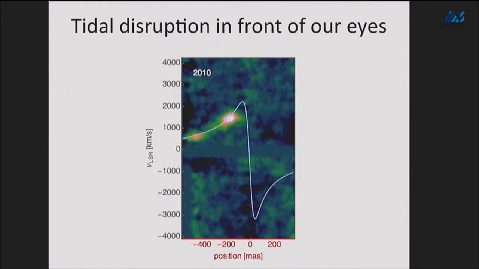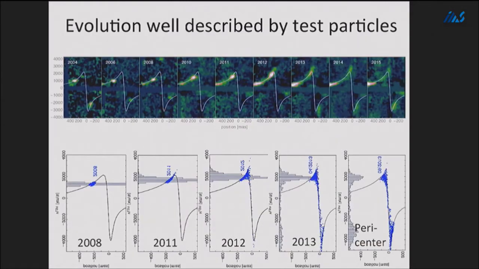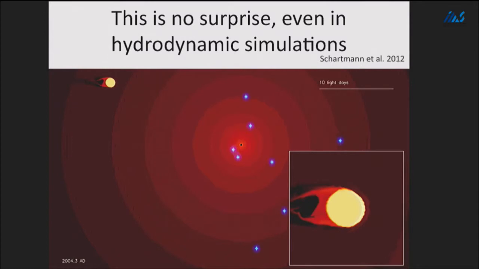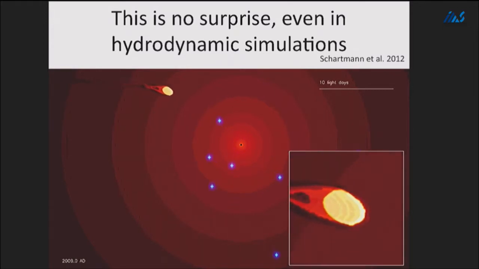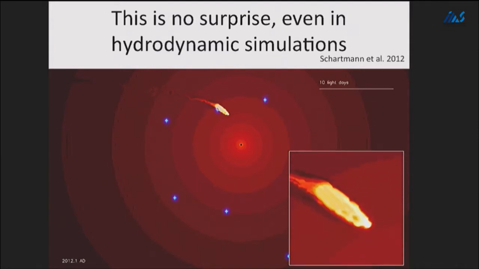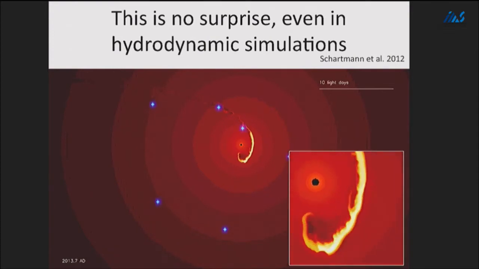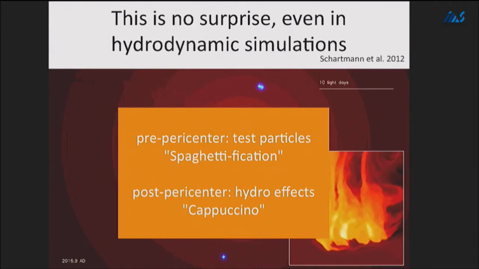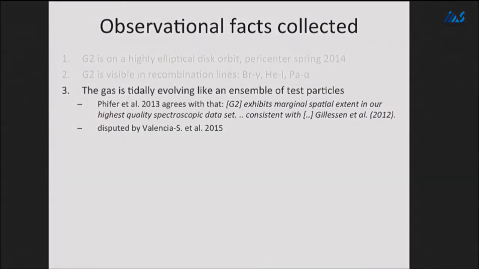That is very well described by the motion of test particles, and I think this is actually not a surprise. Even if you do a hydro simulation, if you set up an atmosphere and run the simulation, you can see that this disruption is mainly tidal until the moment of pericenter passage, and only then the hydro effects kick in. So it is not a big surprise that we mainly see a tidal evolution, and you see that the hydro effects are very weak, and they only get strong after pericenter, maybe 2 or 3 years after pericenter. So I think that is also not much of a surprise. What is a surprise maybe is what I will have to show in the following.